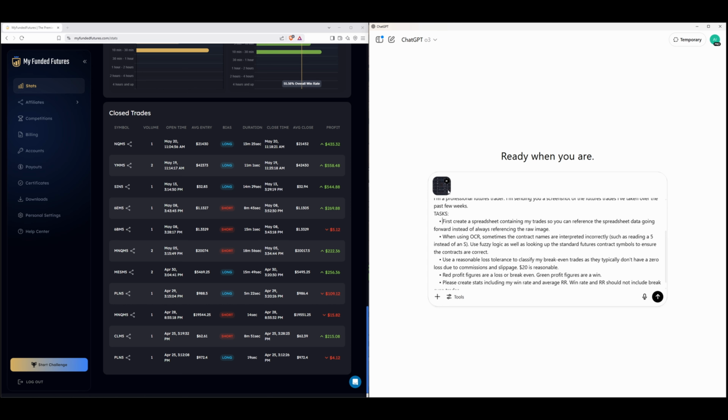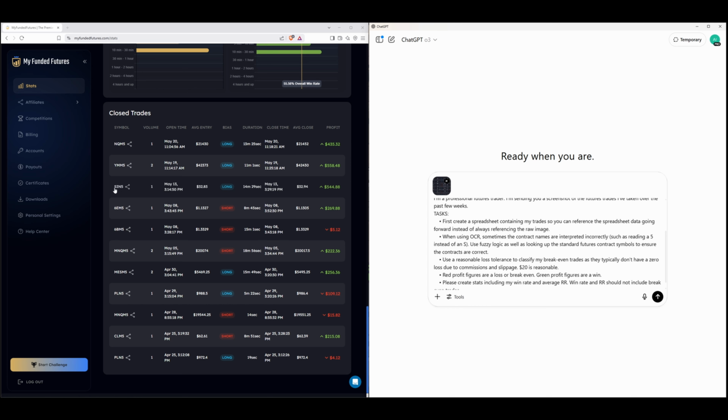So I say, look, get the image, OCR it, and then create a database that will allow me to download the data also. Second thing I've said: OCR is optical character recognition, and sometimes the contract names are interpreted incorrectly, such as reading a 5 instead of an S. Okay, because I trade everything. So you probably have some silver contracts here, look.